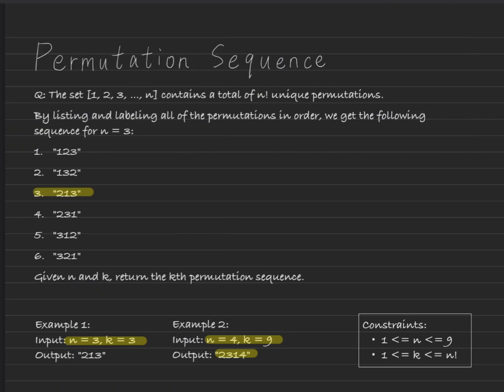We also have the convenient constraint that n is between 1 and 9 and k is between 1 and n factorial. So the index is always in range. How do we solve this? Pause here if you'd like to think independently for a moment.